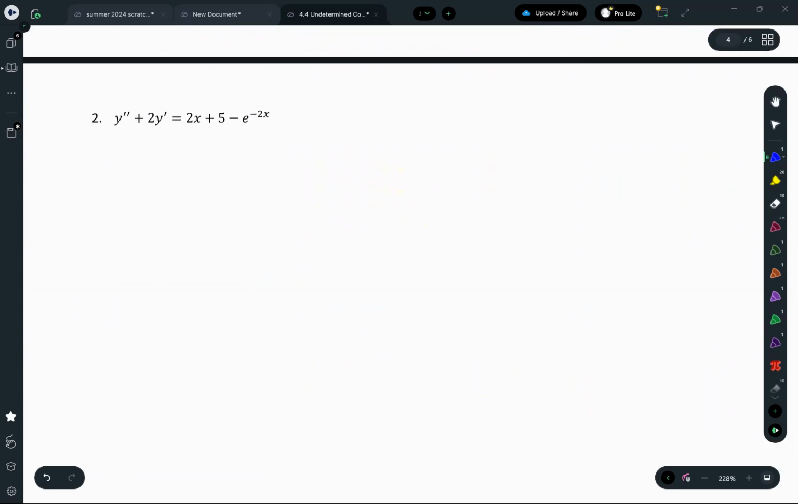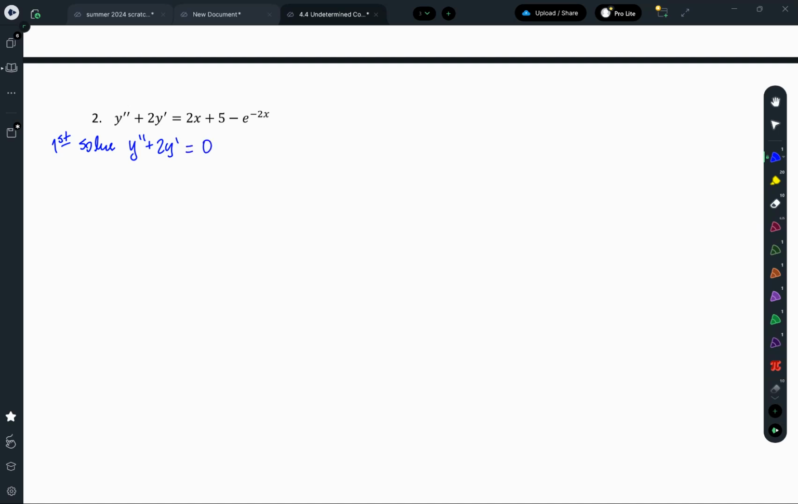Y double prime plus 2y prime is equal to 2x plus 5 minus e to the minus 2x. Okay, so first we're going to solve y double prime plus 2y prime equals 0. That's the associated homogeneous equation for y sub c. We're going to let y equal e to the mx and substitute that in. So the second derivative is m squared e to the mx plus 2 times the first derivative, which is m e to the mx. This is all equal to 0.